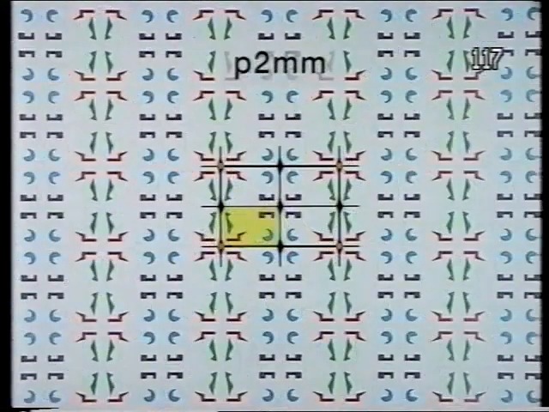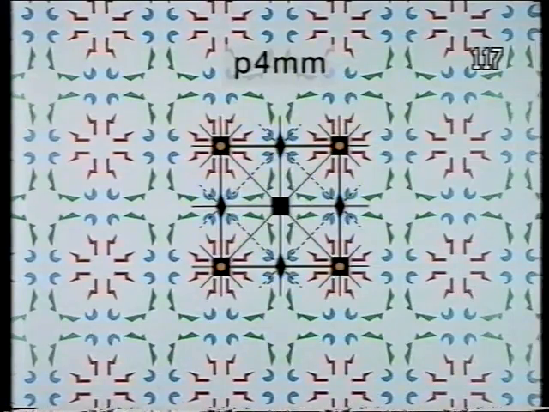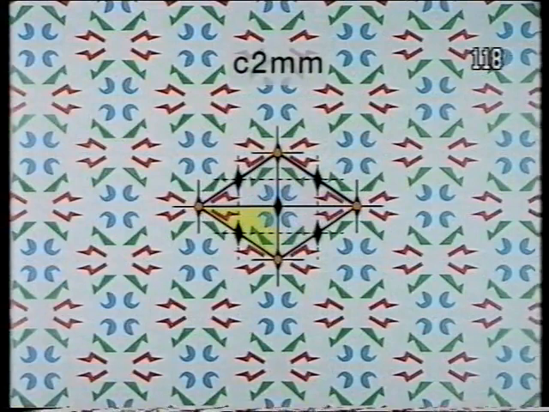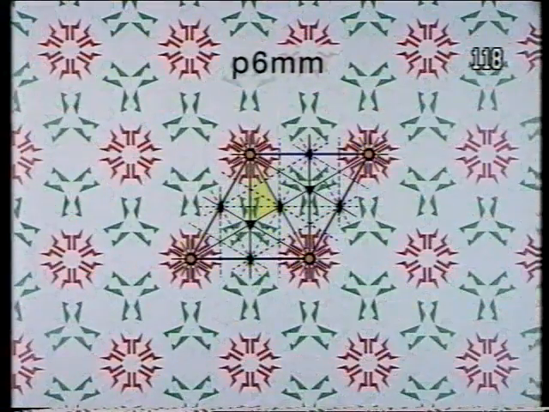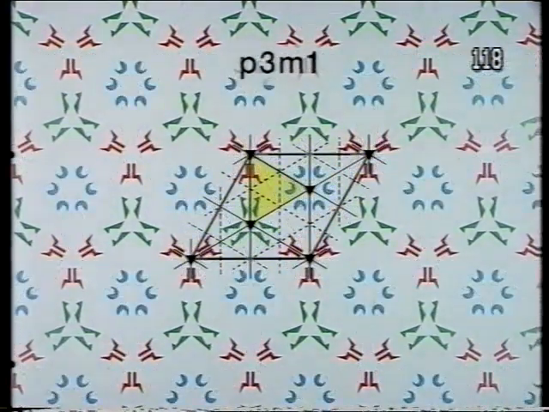Then we saw one based on the rectangular lattice, another based on the square lattice, another based on the rhombic lattice, and finally, 2 based on the hexagonal lattice, one retaining all the symmetries and the kaleidoscope pattern with some symmetries missing.